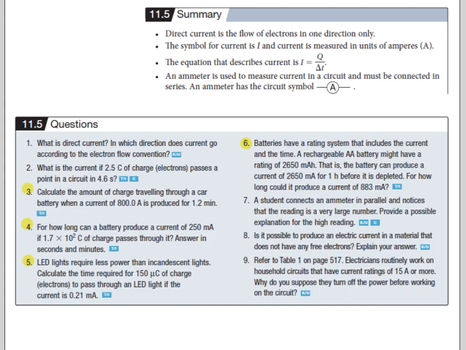Okay, so section 11.5, questions 3, 4, 5, 6, if you could give those a try.